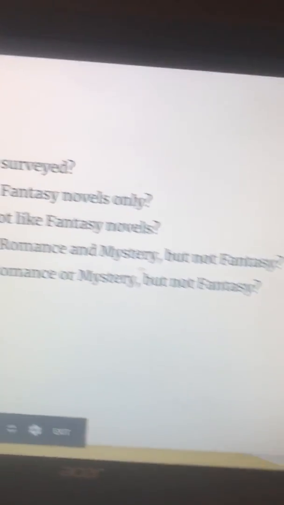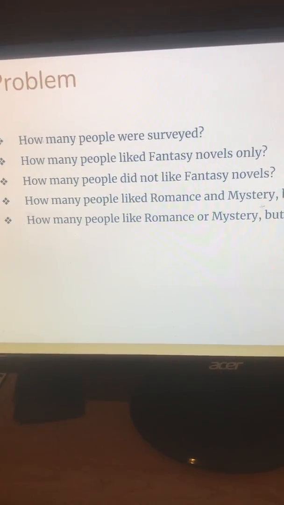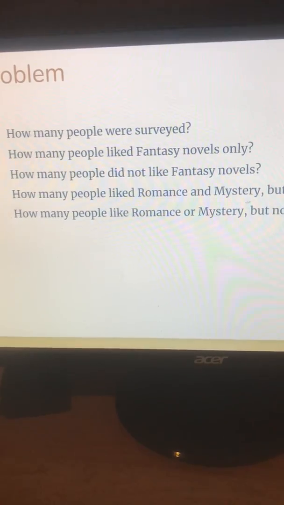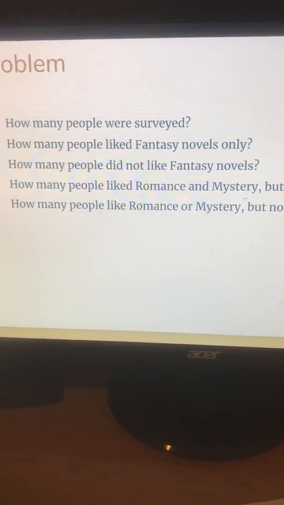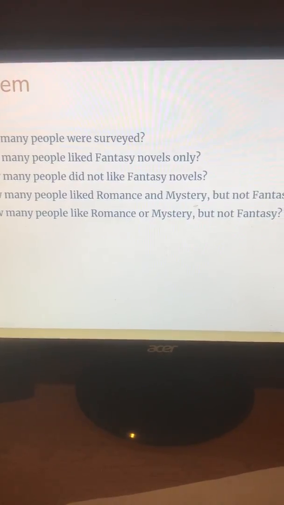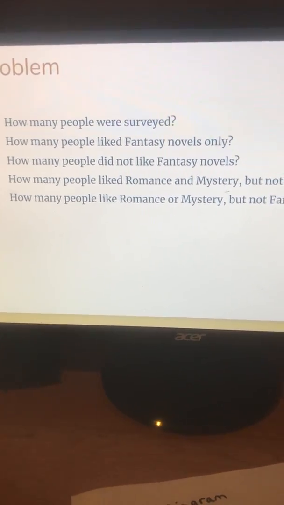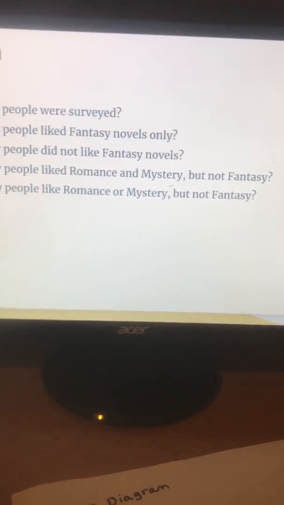Then for my next slide, which is the problem slide: first, how many people were surveyed. The second problem was how many people liked fantasy novels only. Third problem, how many people did not like fantasy novels. Fourth problem, how many people liked romance and mystery novels but not fantasy. Fifth problem, how many people like romance or mystery novels but not fantasy.